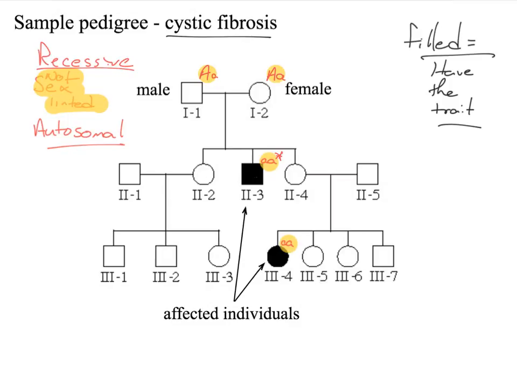This female here, and this female here, and this female here, they have to have a big A because they don't have the disease, and this lady has to have a big A because she doesn't have a disease. We're not quite sure yet what the other allele is.